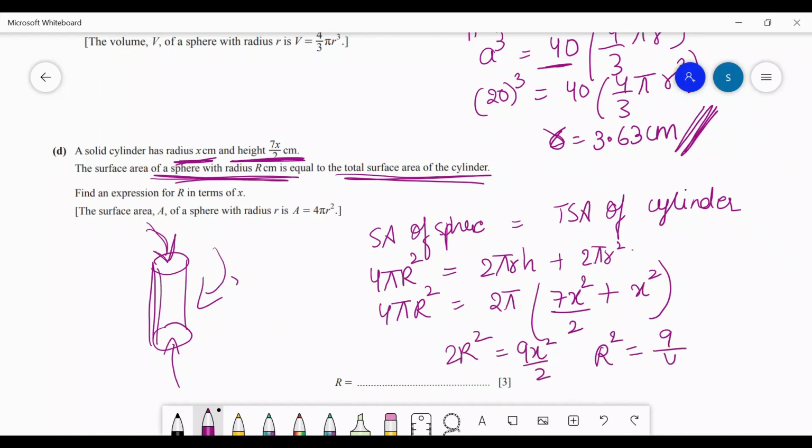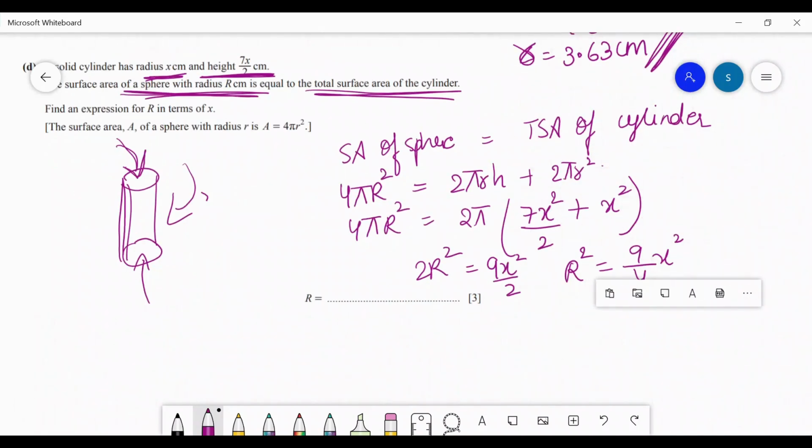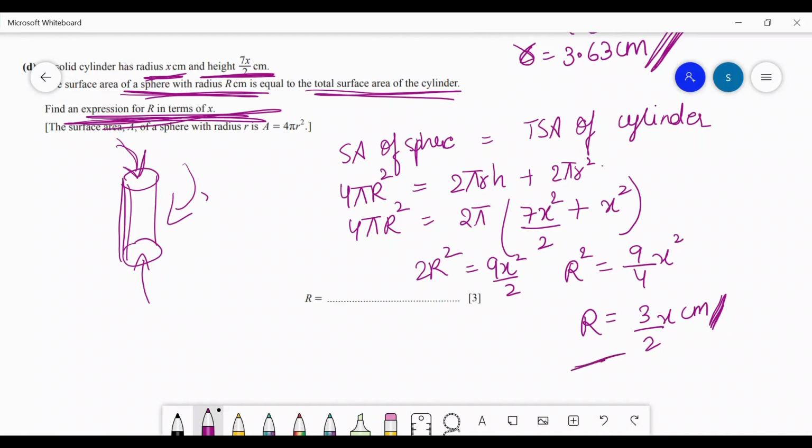Take R on one side, everything else on the other side. So you get R square equal to 9 by 4 x square. And then we have R equal to 3 by 2 x centimeters. So that's basically the conversion. They've asked you to find an expression for R in terms of x. So R equals 3 by 2 x.